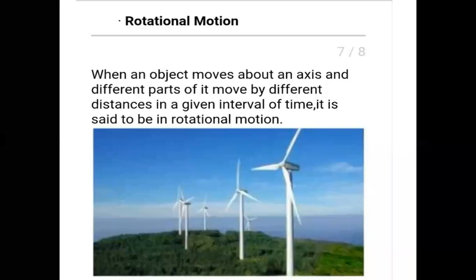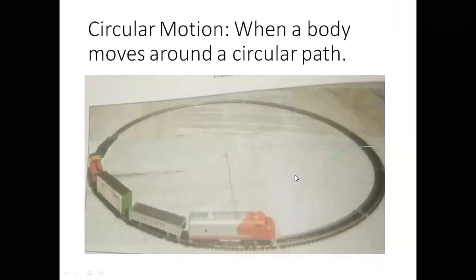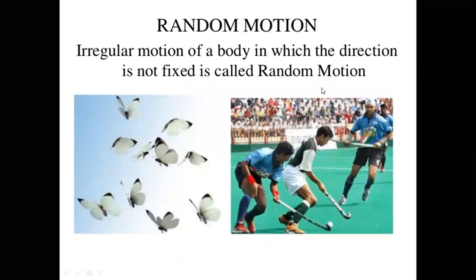Rotational motion: when an object moves about an axis and different parts of it move by different distances in a given interval of time, it is said to be rotational motion. Then circular motion: when a body moves around a circular path, one point is fixed and the distance is the same throughout, and it's moving around and around. Random motion is one in which the direction is not fixed, that is, irregular motion, like the ball in the ground, which will have the direction given by the player, so it will have a random motion.